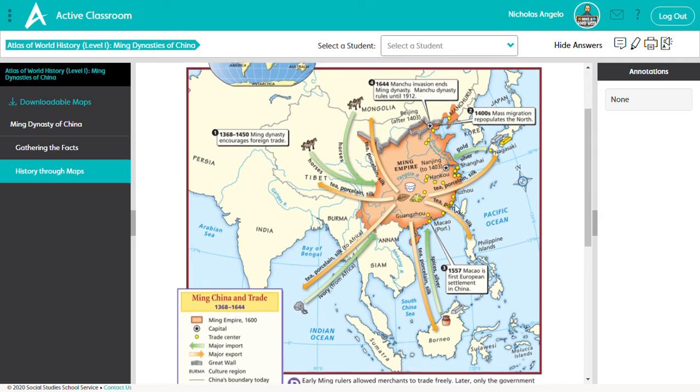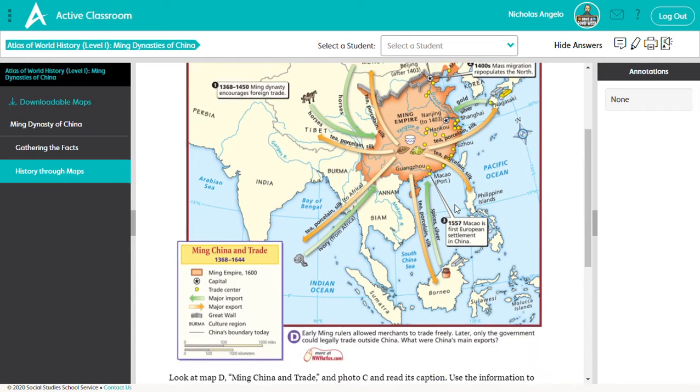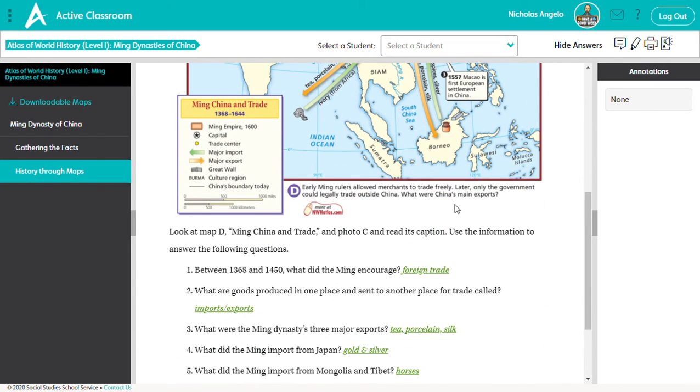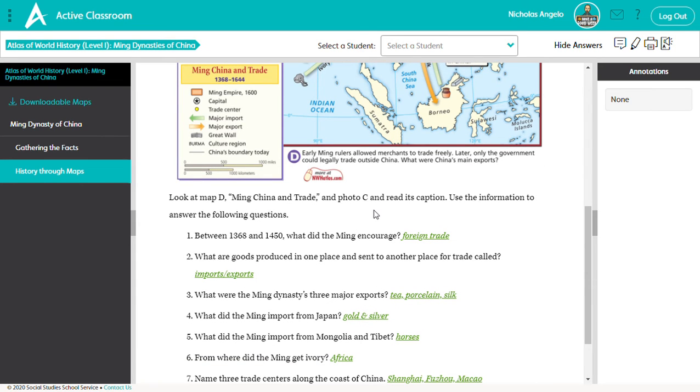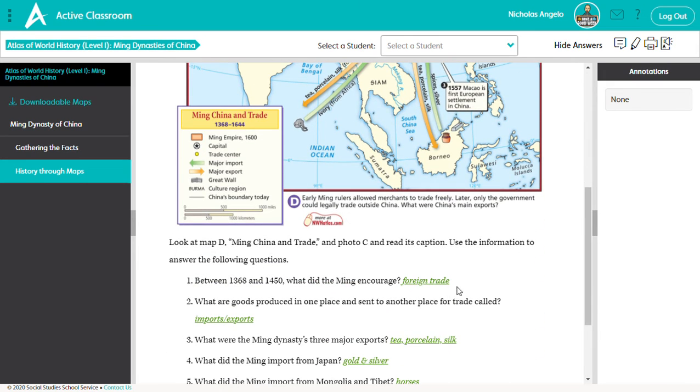Okay, let's go down here. Looking at the map and photo C, which you can't see here, it says use the information to answer the questions. Okay, between 1368 and 1450, what did the Ming encourage? Well, we had that answer right here. They encouraged foreign trade, so that's all you have to write.